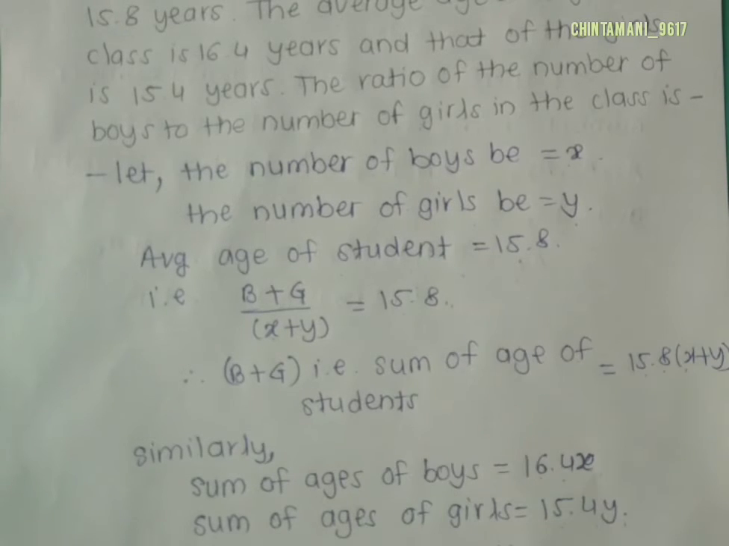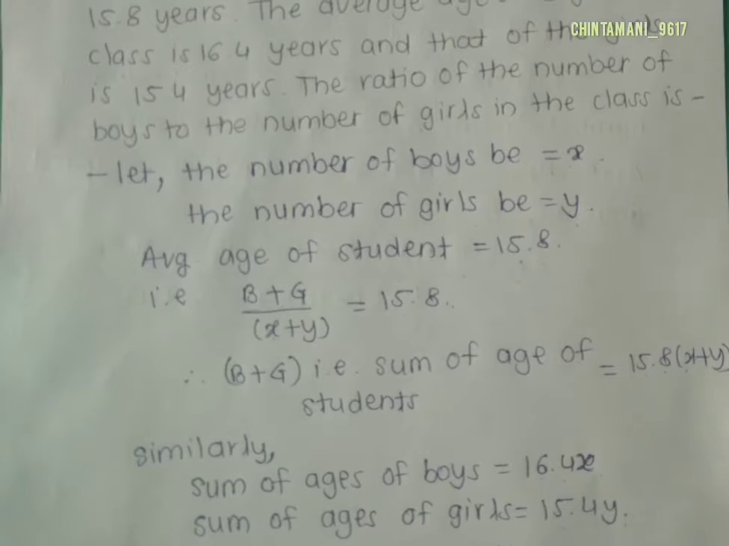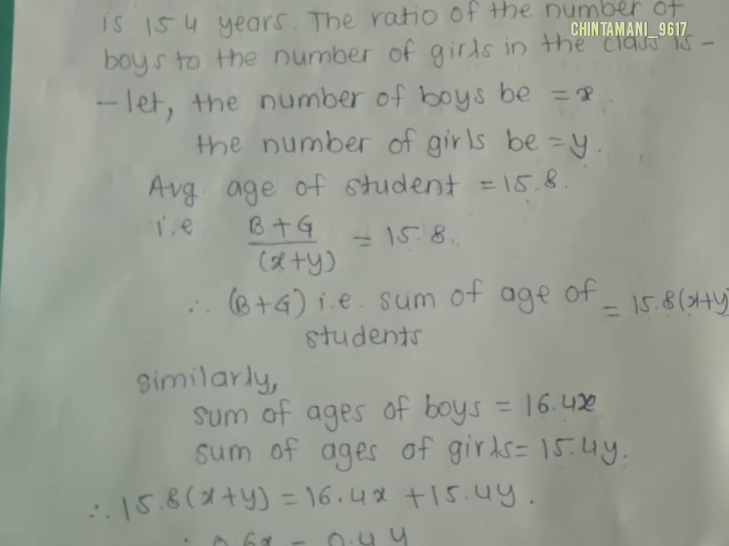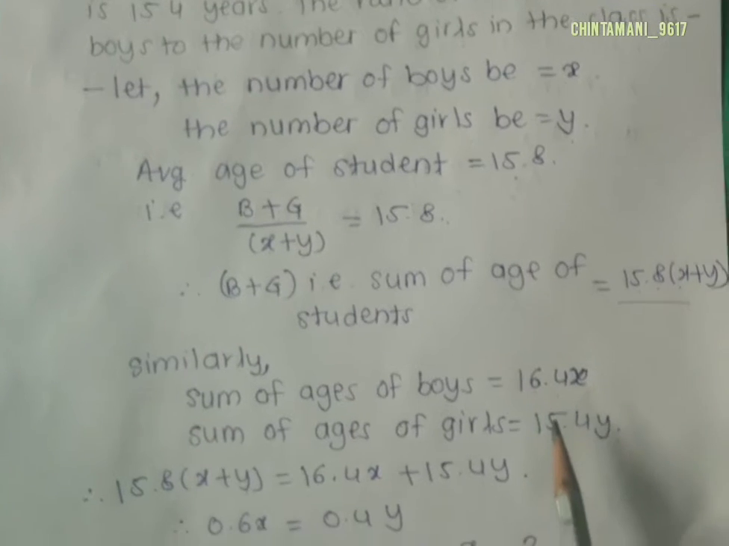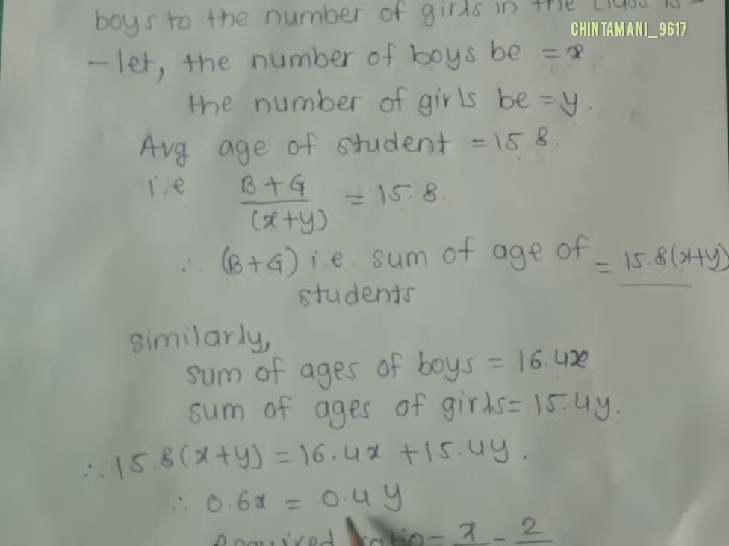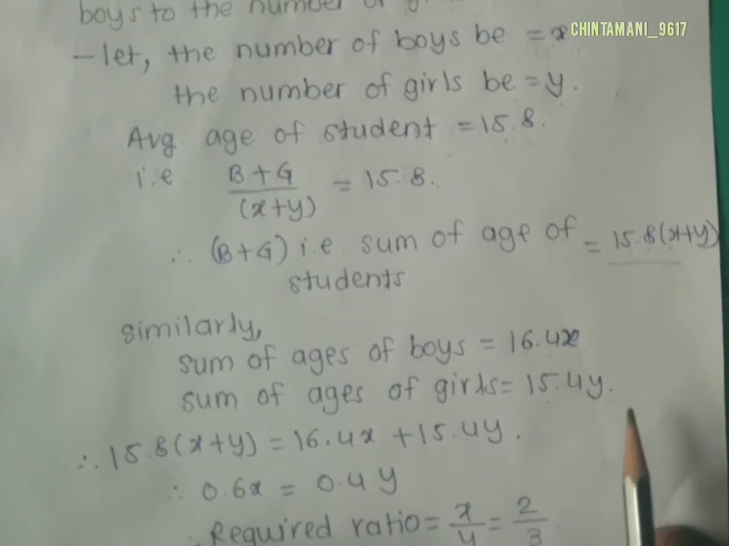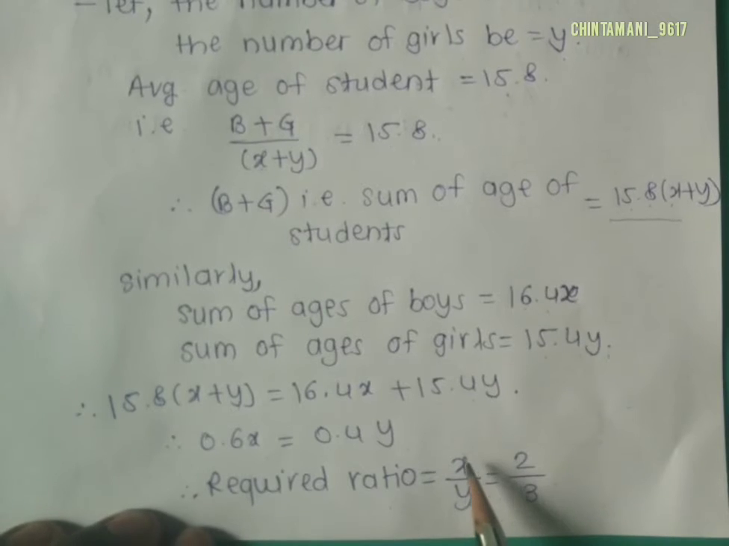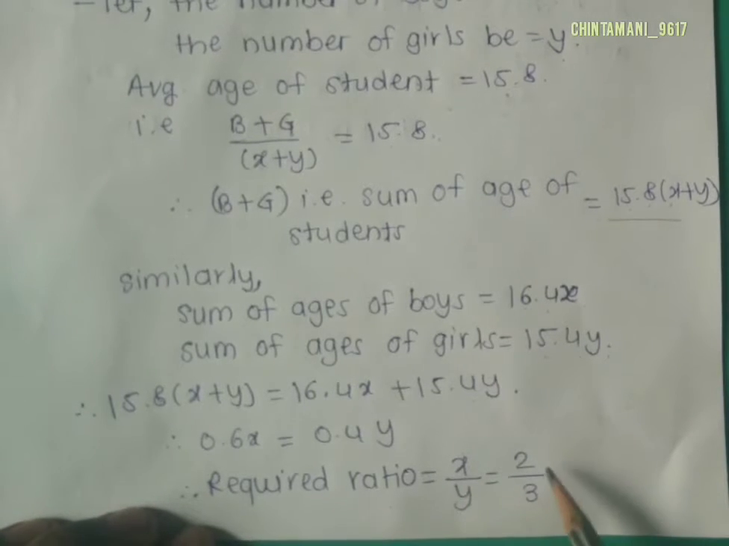We have been given the average of the boys in the class and the average of the girls, and we also have the total average of the class. So we can write 15.8(x + y), which we derived here, is equal to 16.4x + 15.4y. After solving this we get 0.6x = 0.4y. So the required ratio x by y, that is number of boys to number of girls, is 2 by 3. It's as simple as that.